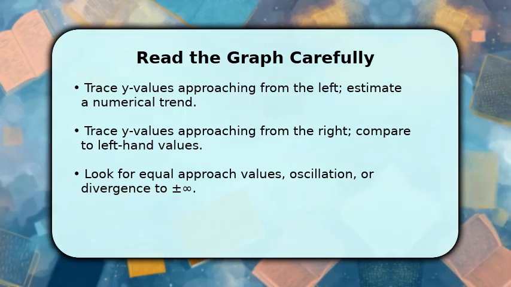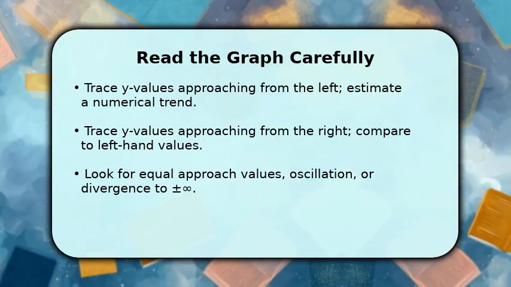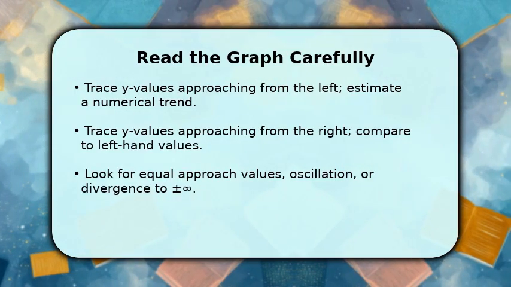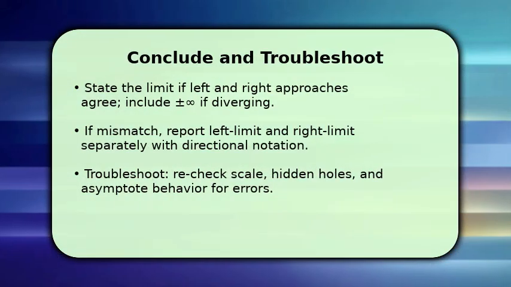If both sides head to the same finite number, that's the limit. If one side diverges or they differ, the two-sided limit fails. Use small subdivisions to refine your estimate. You finish by announcing the two-sided limit when both approaches agree.